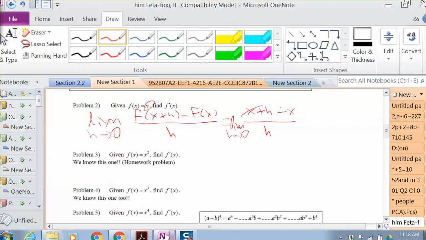So the x's just cancel. Now you're taking the limit as h approaches 0 of h over h. Of course, that's just going to be the limit as h approaches 0 of 1. And that's just 1.